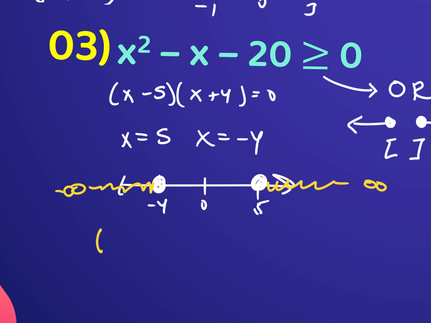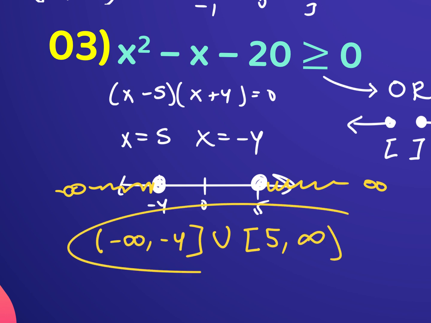Where you start from the far left. Negative infinity to what? Negative 4. What goes on negative 4? A bracket. Then there's a gap. How do we say there's a big gap? A U. Perfect. Then what? Bracket. 5 to infinity. What's on infinity always? Parentheses. Perfect.